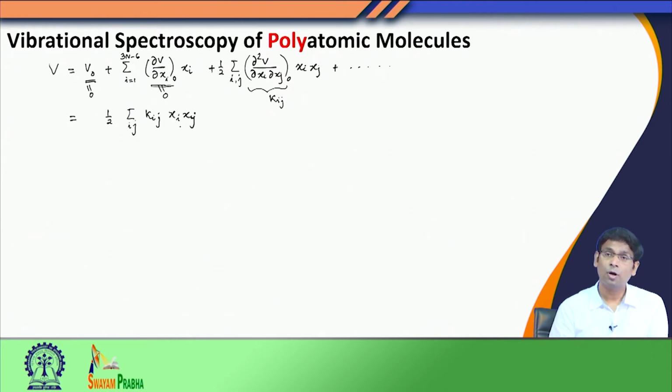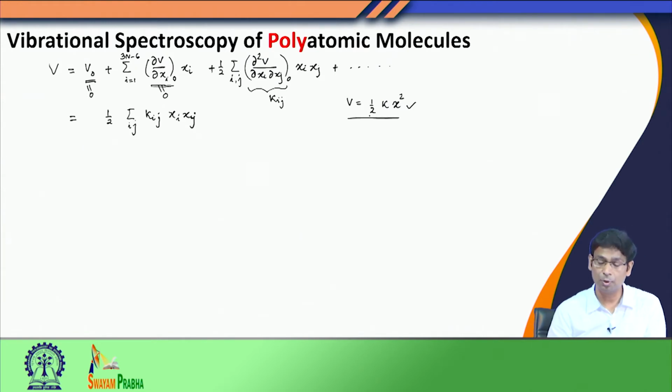Now, let us see what would happen if I extend this expression to a diatomic molecule. For a diatomic molecule, I have only one internal degree of freedom. So, therefore, i and j become simply 1. For a diatomic molecule this expression becomes half, and i goes from 1 to 1, similarly j goes from 1 to 1. So, I have only one possible value of k, and I call that k, and x_i and x_j are both the same. So, therefore, x square. So, V equals half k x square, the one dimensional harmonic potential that we are so familiar with. So, we see that for a polyatomic system the potential energy expression that we have written down is similar to the harmonic oscillator potential in one dimension that we considered.